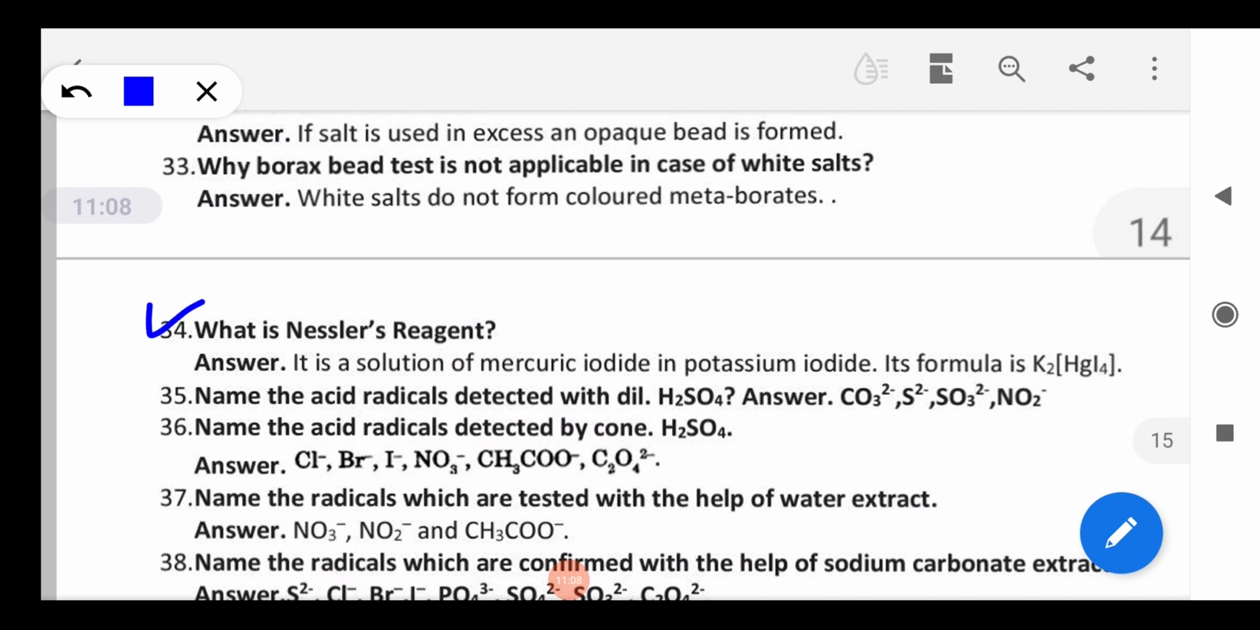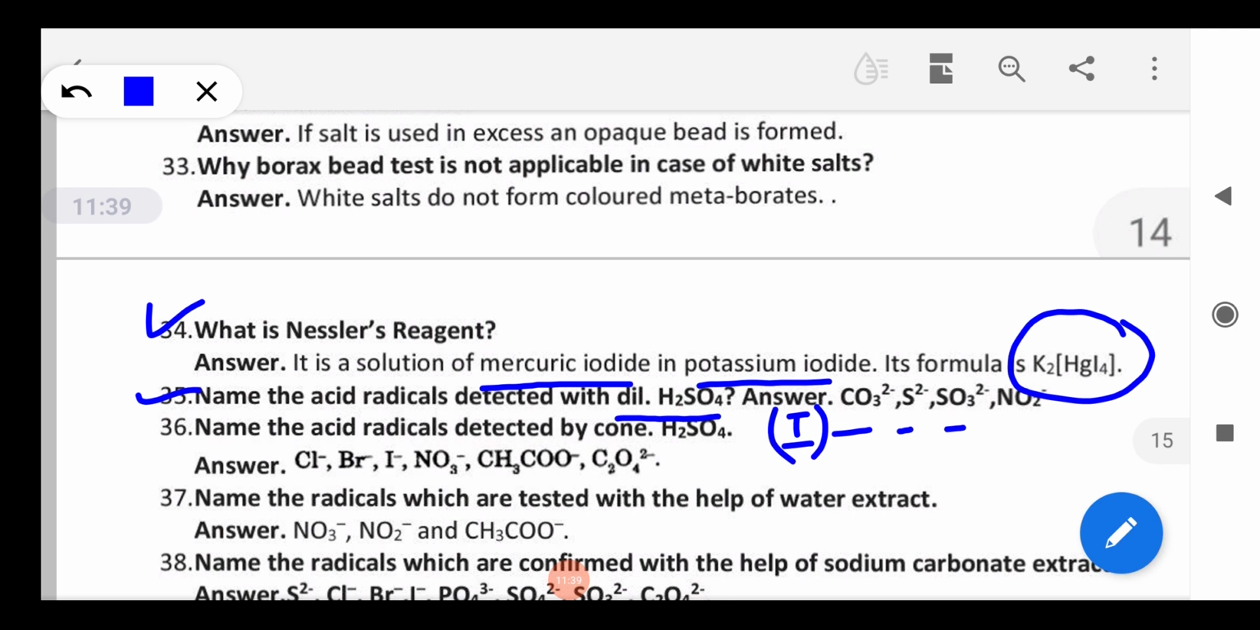What is Nessler's reagent? It is the combination of mercuric iodide and potassium iodide, and this is the formula K2HgI4. Name the acid radicals which are detected with dilute H2SO4. So I told you in the procedural video that acid radicals which react with dilute H2SO4 come under acid radical group number 1, and it includes carbonates, sulfides and nitrite ions.